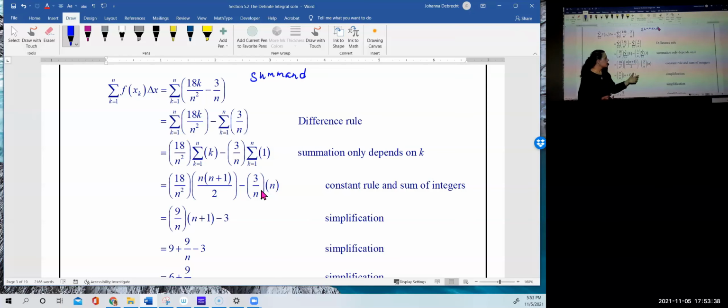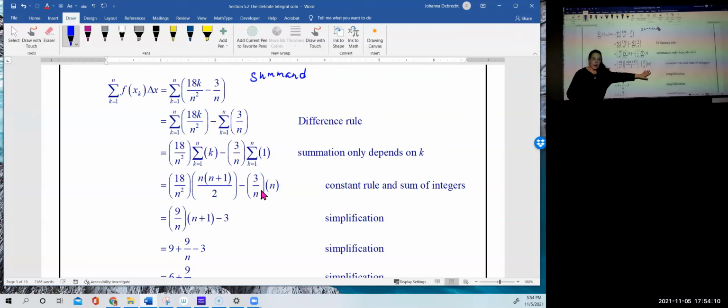And one of them is this one right here. If you have the sum from k equal 1 to n of a constant, then the result is the constant times the upper limit of summation, which gives us n. So we have 3 over n times n. The first one is the sum from k equal 1 to n of k, and there's a formula for that too. It becomes n times n plus 1 over 2. And we talked about this when we were talking about Riemann sums.